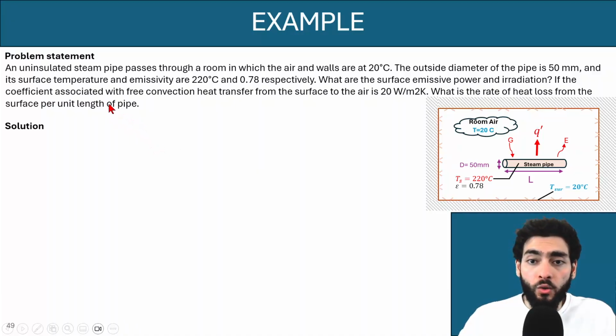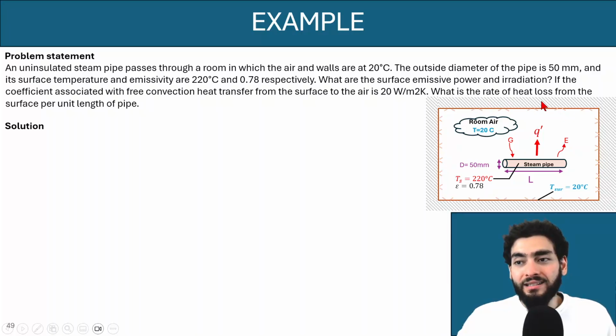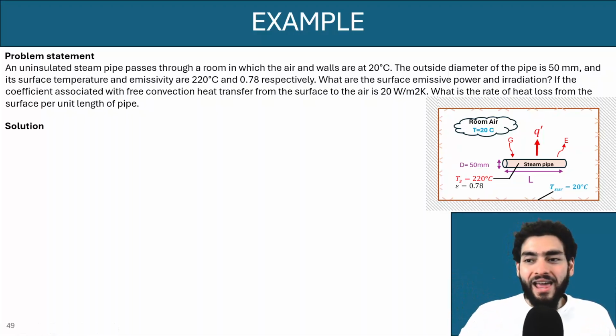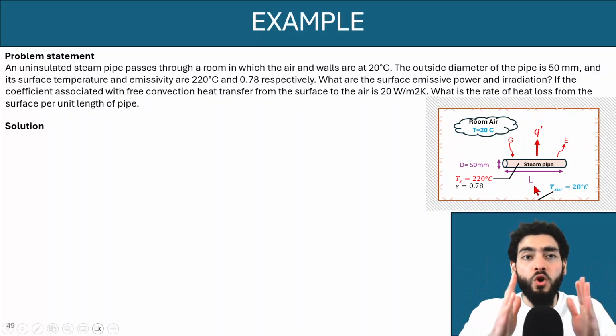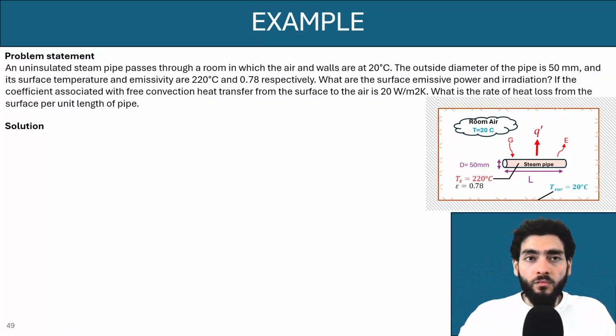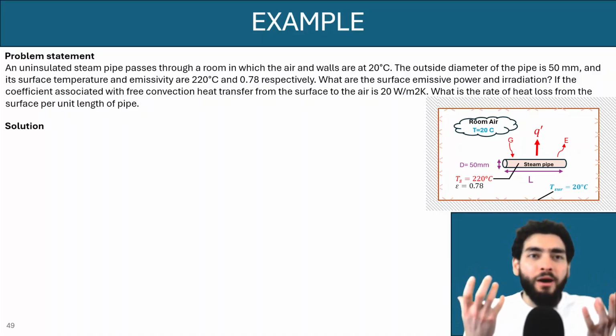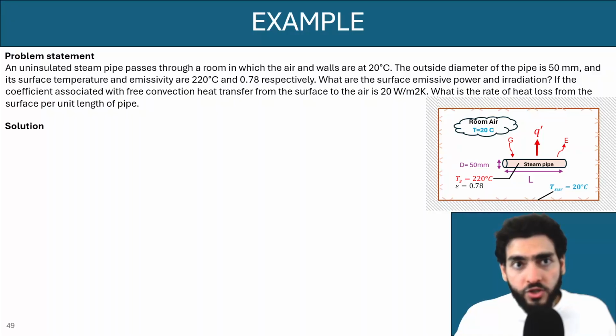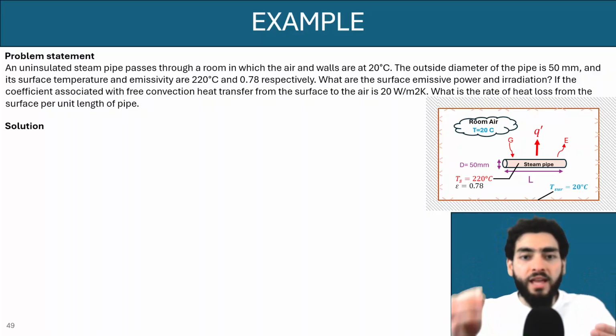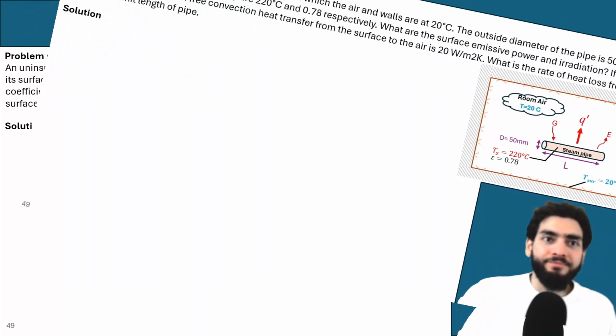And if the coefficient associated with the free convection heat transfer from the surface to the air is 20 watts per meter squared per Kelvin, then calculate the rate of heat loss from the surface of the pipe per unit length of the pipe. And that is because let's assume we don't know what the length of the pipe is. So you can pause this video, think about how you're going to approach it, and try to solve it yourself, and then we're going to solve it together.